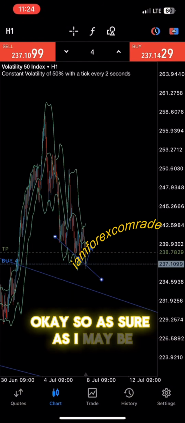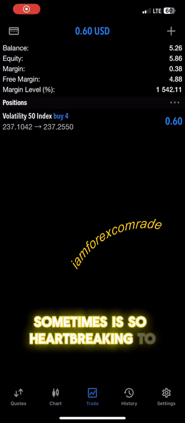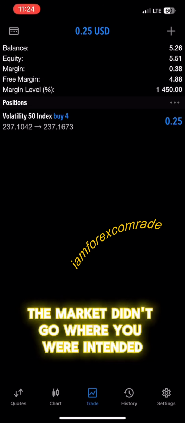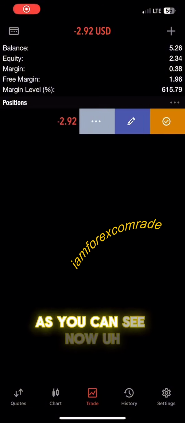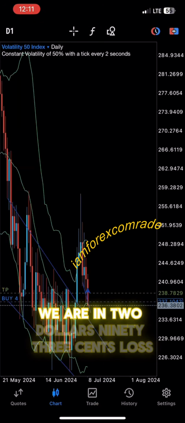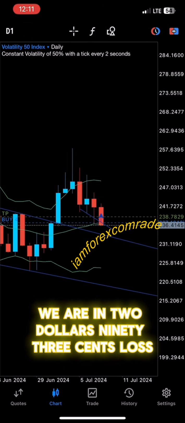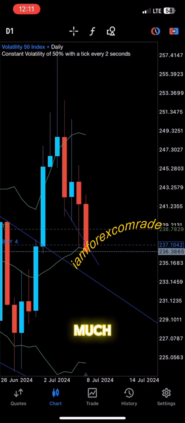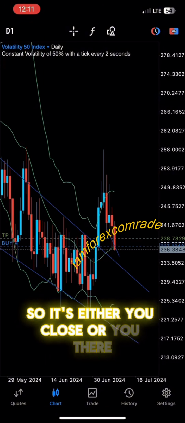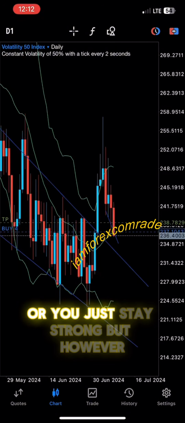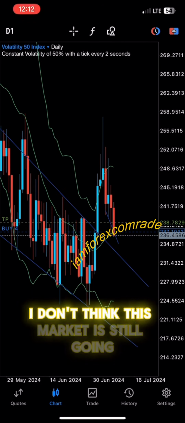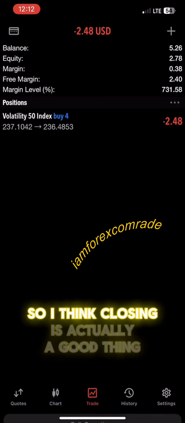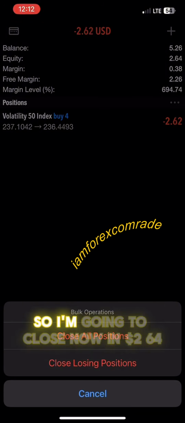Okay, as sure as I may be, sometimes it is so heartbreaking to realize that the market didn't go where you were intending it to go. As you can see now, we are in a $2.93 loss, which means our account can no longer hold that much. So it's either you close or you just stay strong. However, I don't think this market is still going to continue going up, so I think closing is actually a good thing. So I'm going to close.